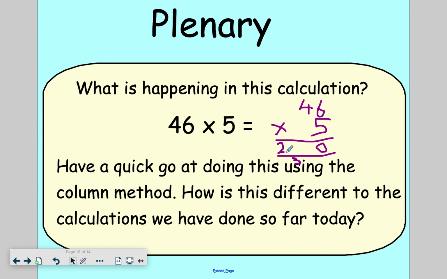Look at that. What's the difference? Compared to everything you've done today, how many digits are in our answer? Well, it's a 3-digit answer. And everything you've done today has been 2-digit answers. So actually, our work tomorrow is going to be getting bigger answers in what we do. Okay, so that's a bit of a sneaky peek to the next lesson.